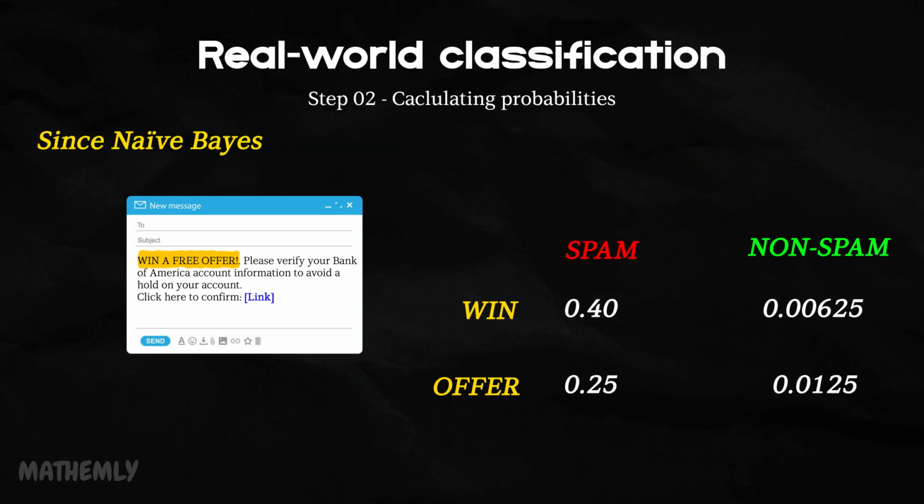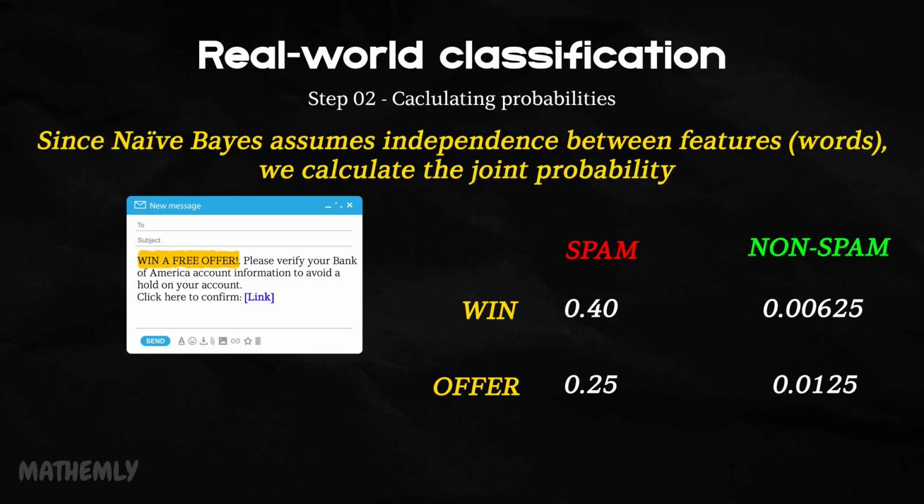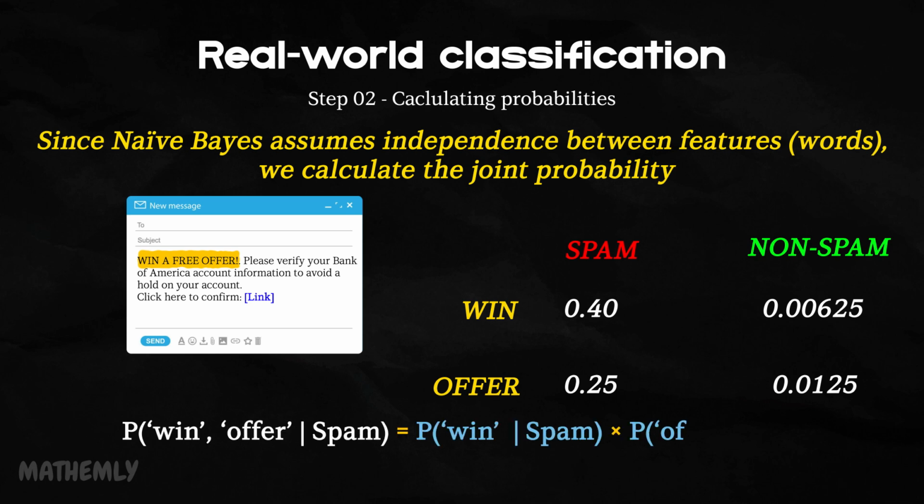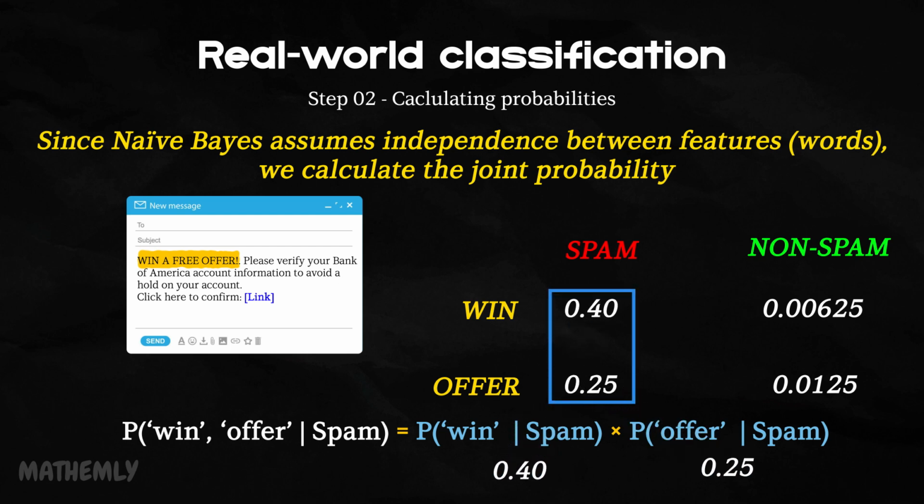Since naive Bayes assumes independence between features or words, we calculate the joint probability. The probability of the words "win" and "offer" appearing given the email is spam is the probability of win appearing given the email is spam times the probability of offer appearing given the email is spam. This gives us 0.40 times 0.25 equals 0.10.